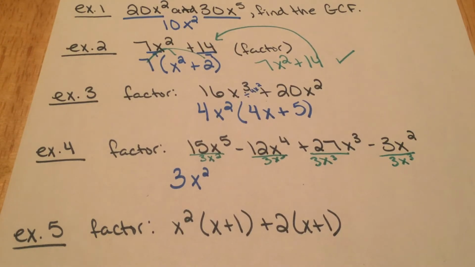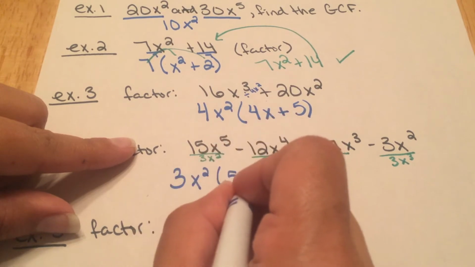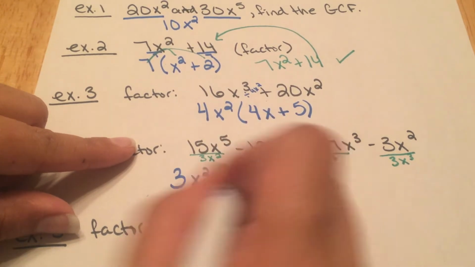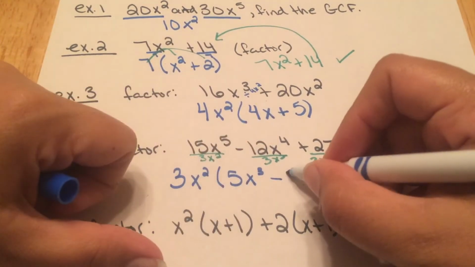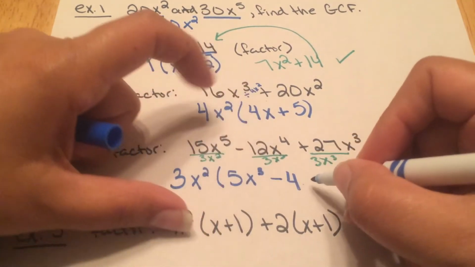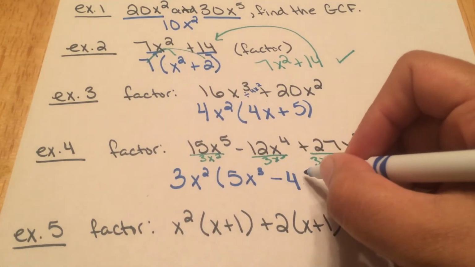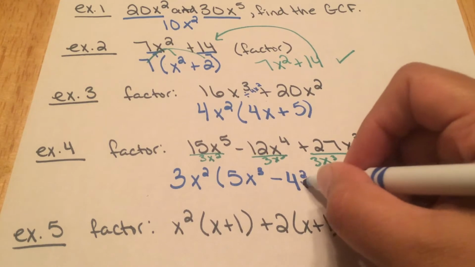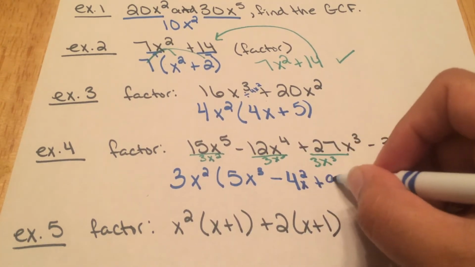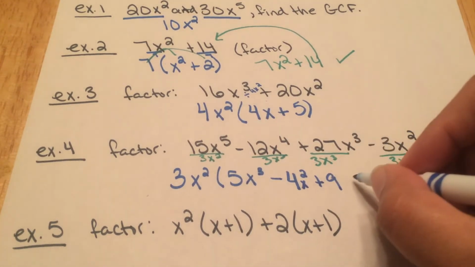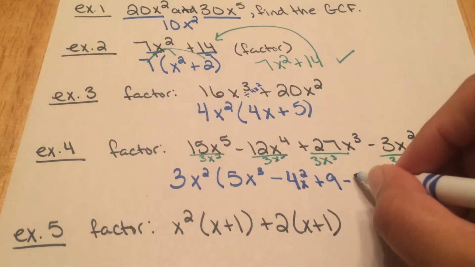So if we look at this, 15 divided by 3, we know we're going to be left with 5. X to the 5th divided by x to the 2nd, our law of exponents tells us we're going to subtract those, so we'll get x cubed. Minus 12 divided by 3 is 4. X to the 4th divided by x cubed, x squared, is going to be 2x to the second. Plus 27 divided by 3 is 9. X cubed divided by x cubed is gone. And then 3 divided by 3 is 1.